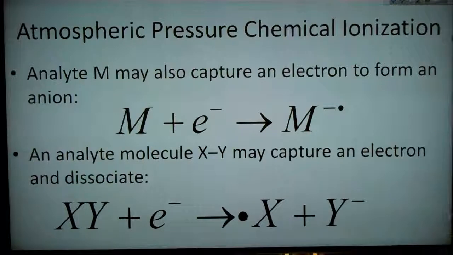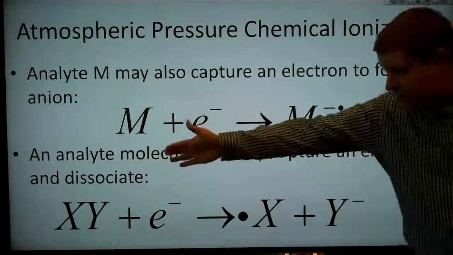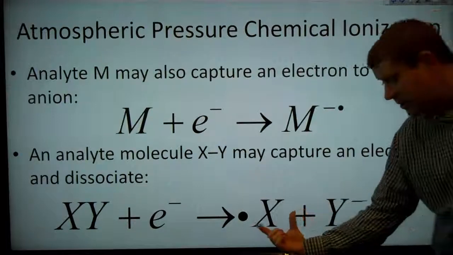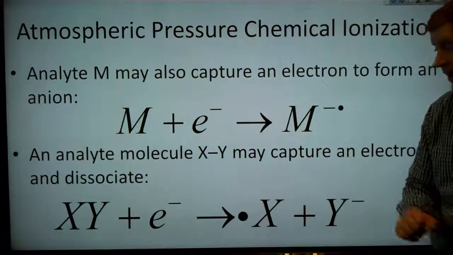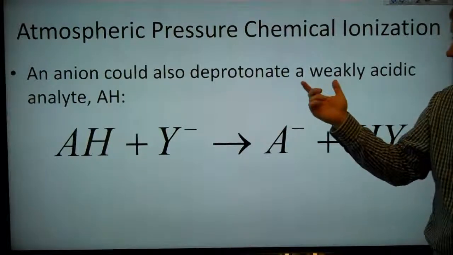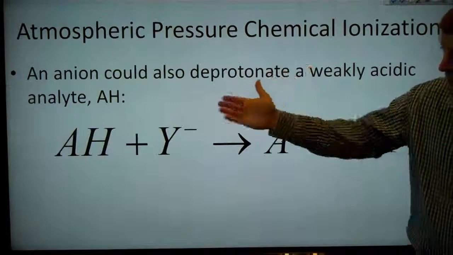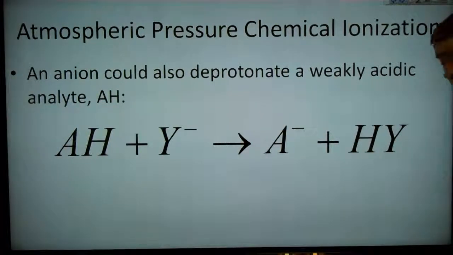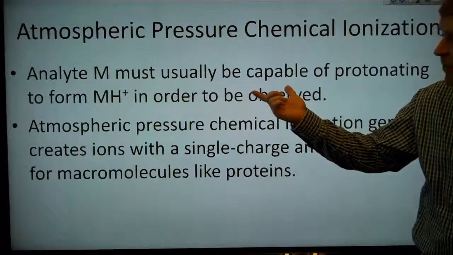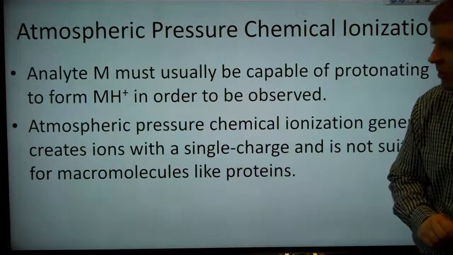An analyte molecule XY might also capture an electron and then dissociate, so XY plus an electron might give us our radical X and our Y- anion. An anion could also deprotonate a weakly acidic analyte AH, so we could have AH react with Y- to give us A- and HY.